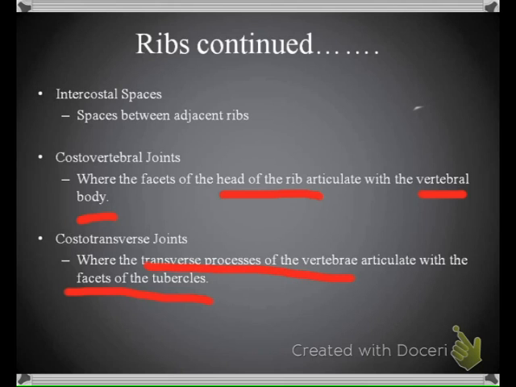And so there's a key difference there between the two, and it would be very easy to get confused. However, if you break it down and look at the names and you draw a line between costo and transverse and costo and vertebral, then you actually can get a very good handle on what each joint actually is and what it articulates with.